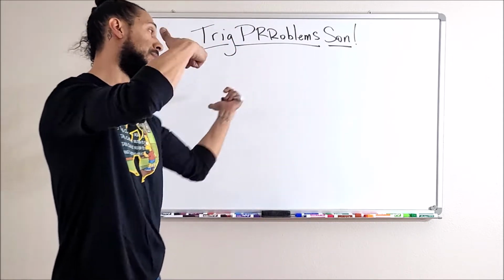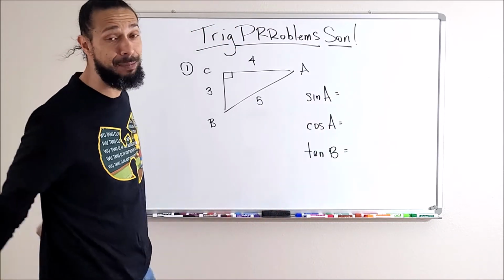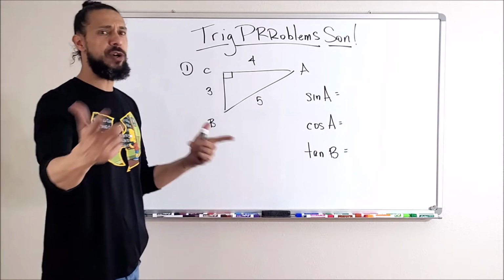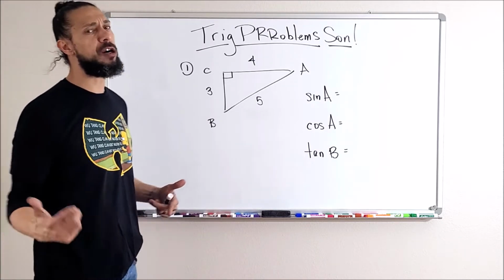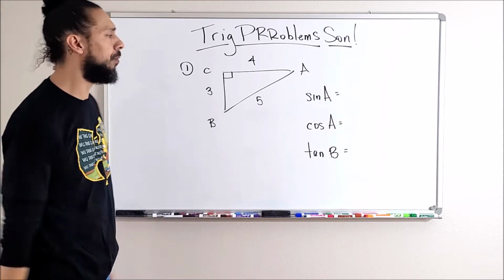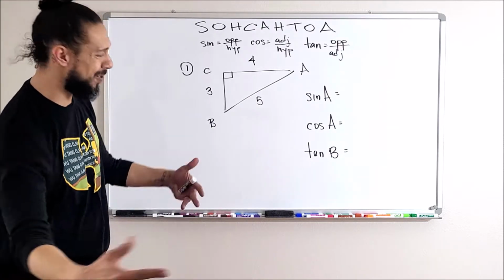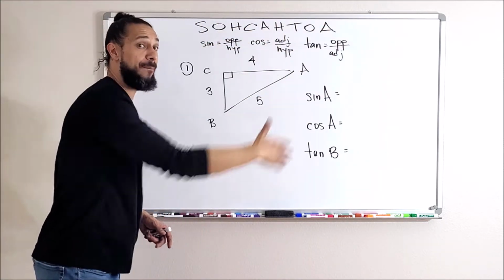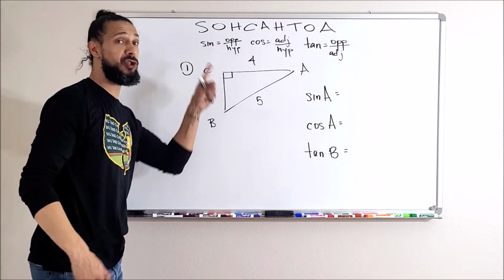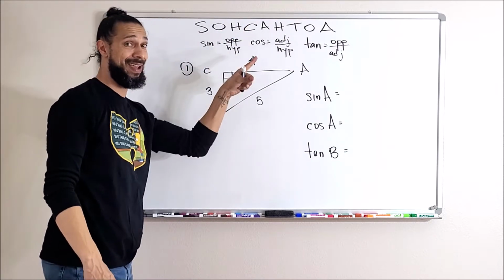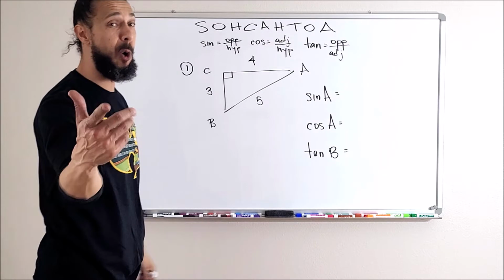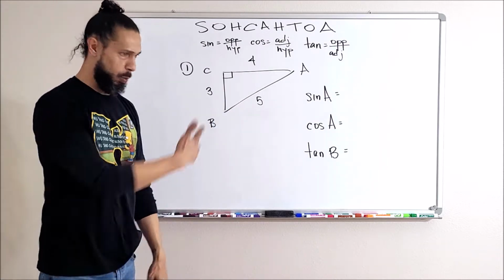Problem number one. With the trig problems, let's make sure we get our SOHCAHTOA up here. Remember, sine is opposite over hypotenuse, cosine is adjacent over hypotenuse, tangent is opposite over adjacent. So now let's put that to work.